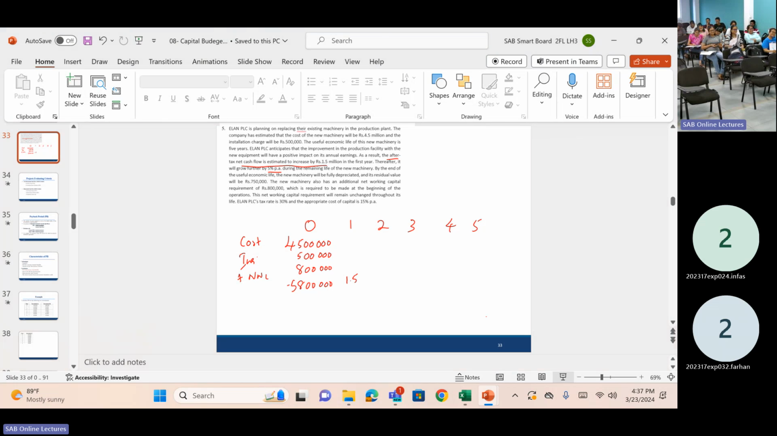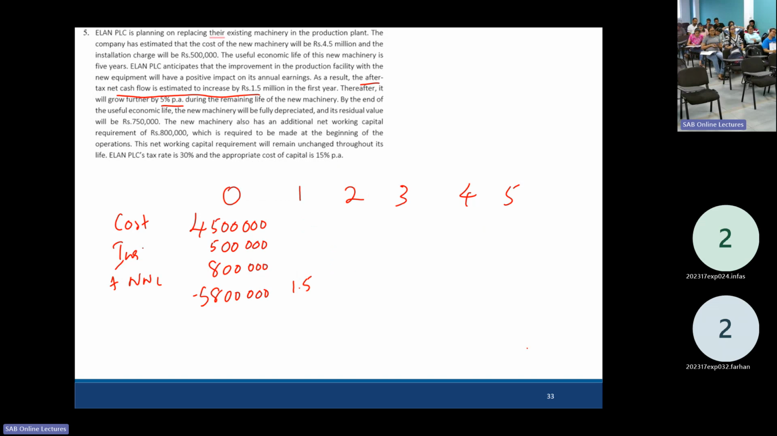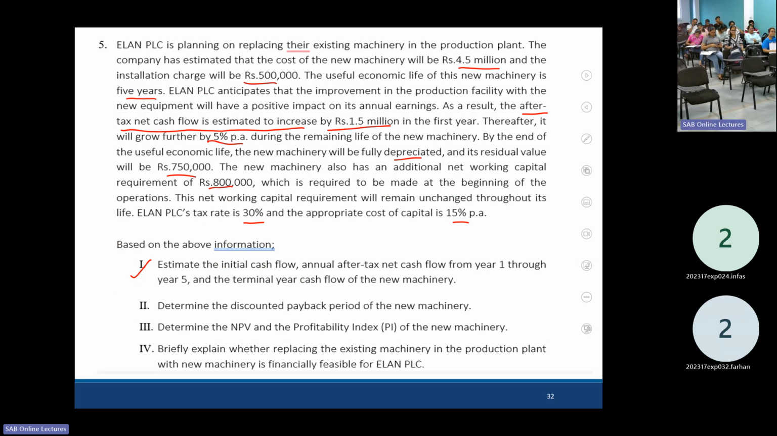So this is all right. So this is the estimation of the cash flow. After that, determine the discounted payback period, profitability index, and calculate the net present value. Now you can do this because you have the estimated cash flow, and the cost of capital is also given. So now we are going to evaluate the project based on different techniques.